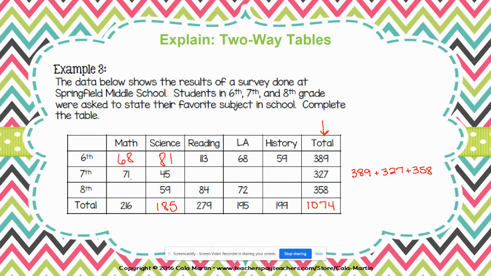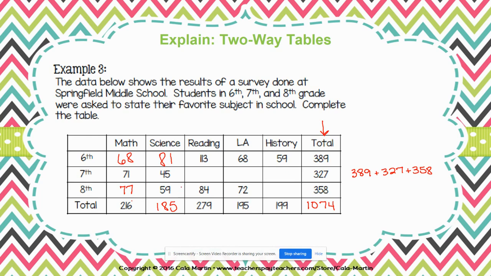Now again, if I look at this column, I know that there are a total of 216 who said math was their favorite subject, so I need to know how many of those were in 8th grade. So I'm going to take away the 6th and 7th grade numbers from that. I'm going to do 216 minus 68 minus 71. And what I get for that is 77.